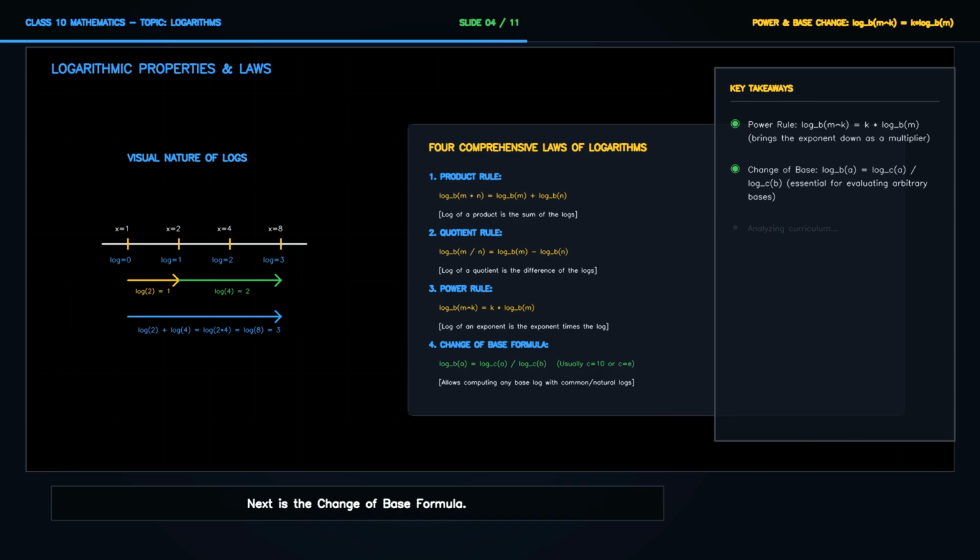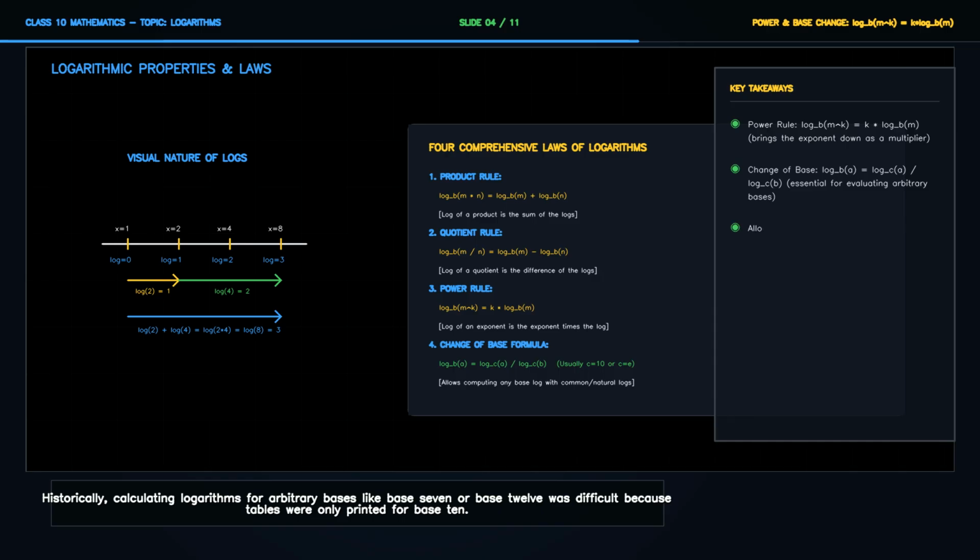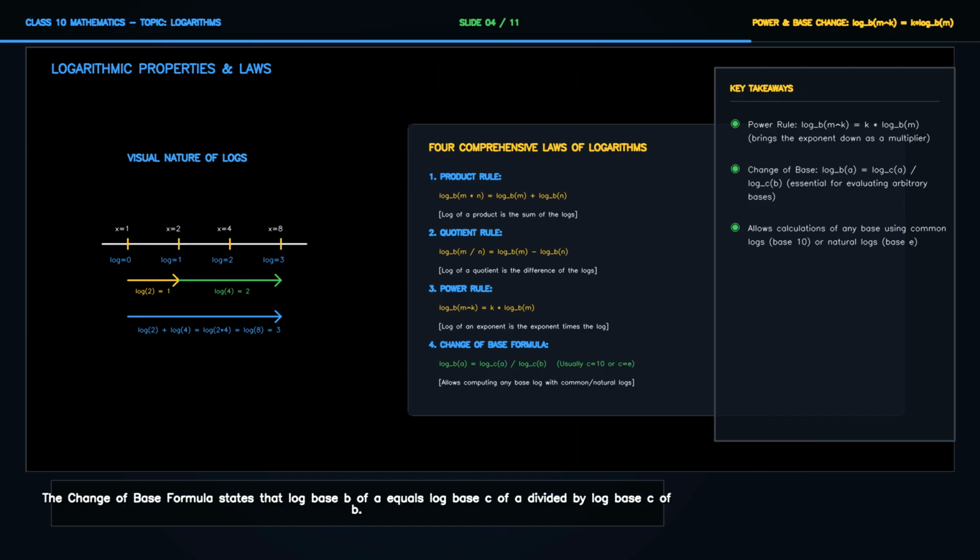Next is the change of base formula. Historically, calculating logarithms for arbitrary bases like base 7 or base 12 was difficult because tables were only printed for base 10. The change of base formula states that log base b of a equals log base c of a divided by log base c of b. By choosing c as 10 or the natural constant e, we can evaluate any logarithm using standard scientific tools.